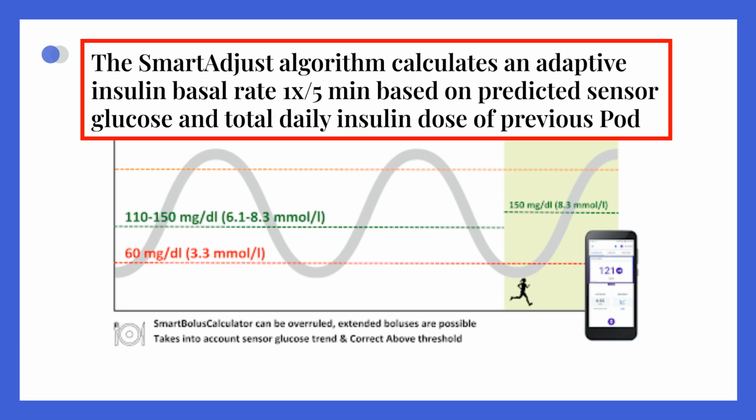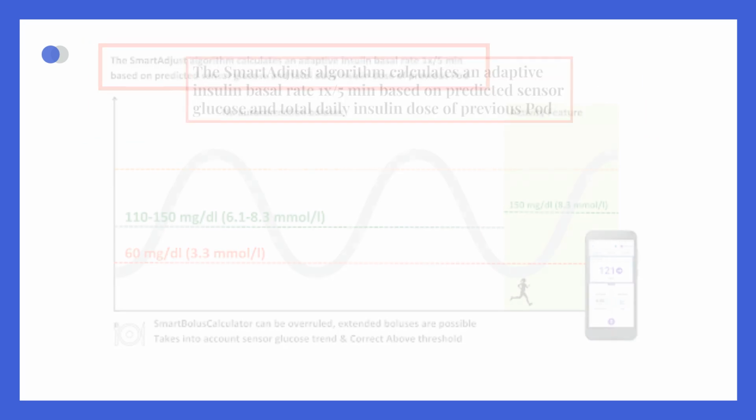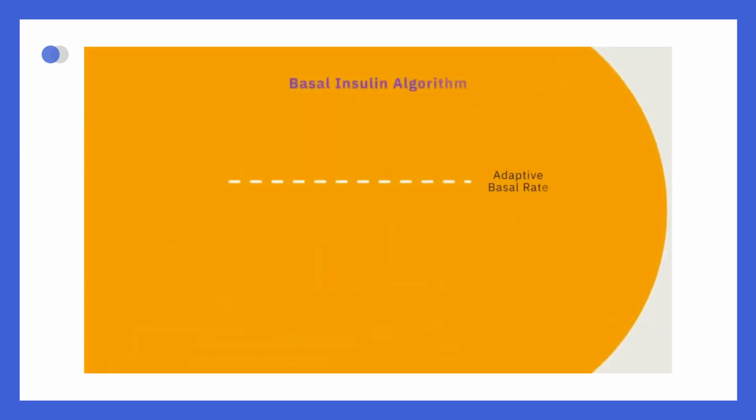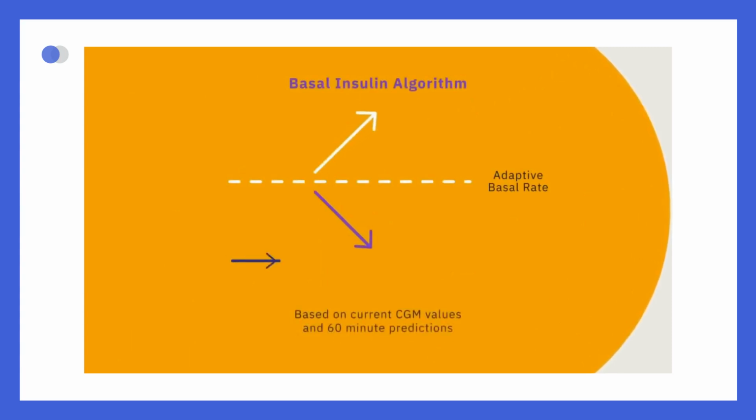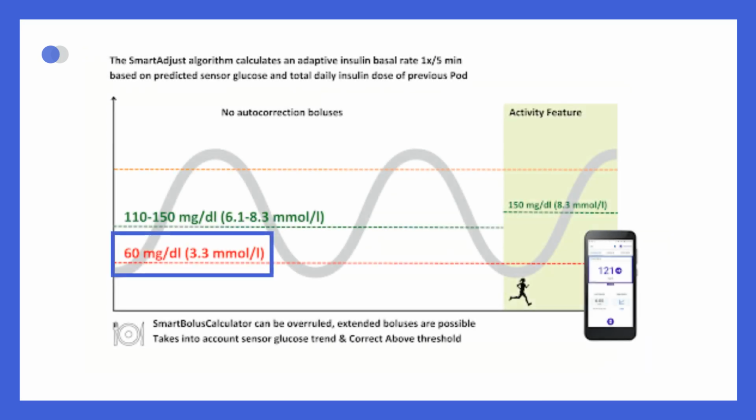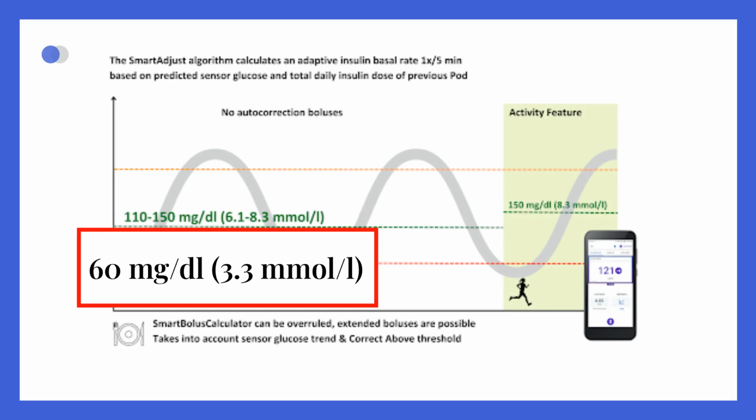It considers the predicted glucose levels for the upcoming hour, the target value, and the total insulin delivered by the previous pod. When predicted hyperglycemia is detected, the algorithm increases the insulin delivery. On the other hand, if hypoglycemia is predicted, the basal insulin delivery is reduced or paused. If the glucose level falls below 60 mg per deciliter, or 3.3 millimol per liter, the basal insulin delivery is always paused to prioritize safety.